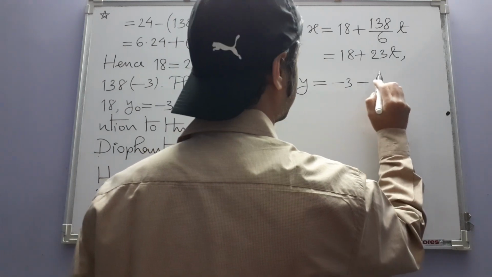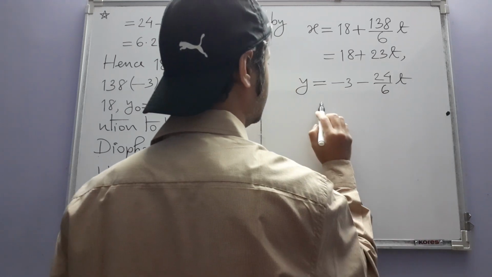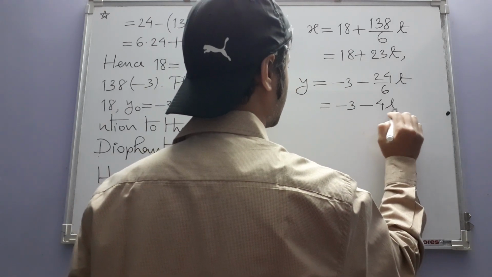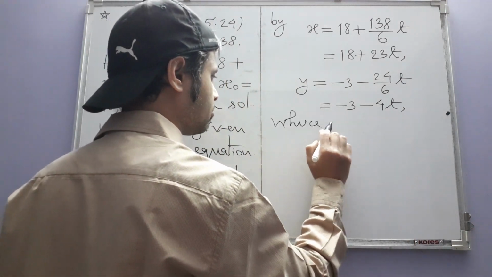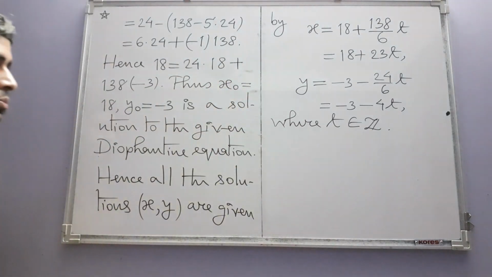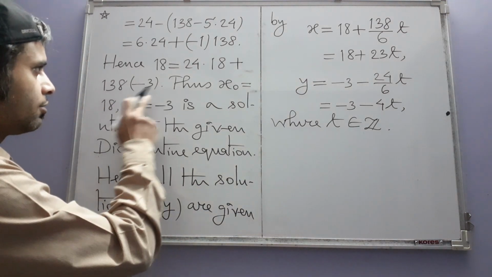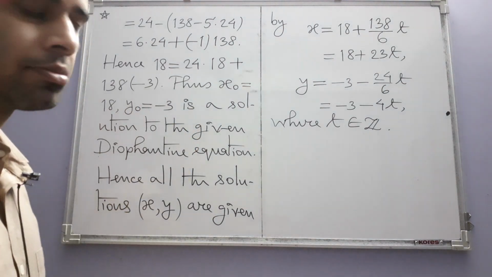minus a divided by d times t, minus 4t, where t is an integer. So that is the general solution. Putting t equal to 0, we get this particular solution where the x component is 18 and y component is minus 3.